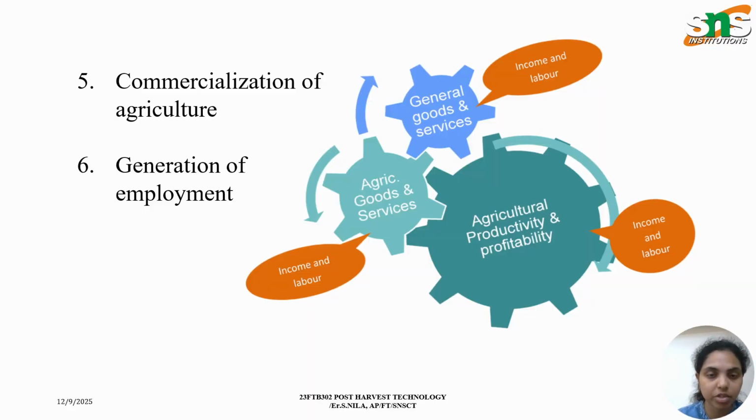Next one is commercialization of agriculture and generation of employment. So commercialization of agriculture shifts farming from subsistence to market driven production. That is like cash crops, higher surplus, and boosting rural employment via increased labor demand for tasks like weeding, irrigation, and processing, and creating jobs for farm laborers, clerks, and supervisors, and also improving the livelihoods.